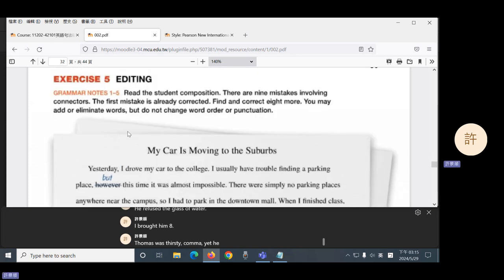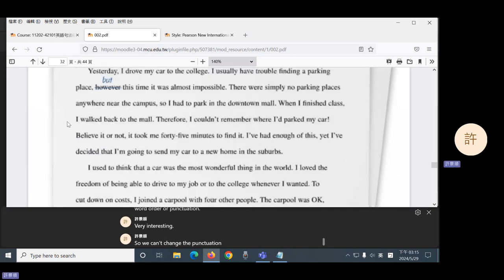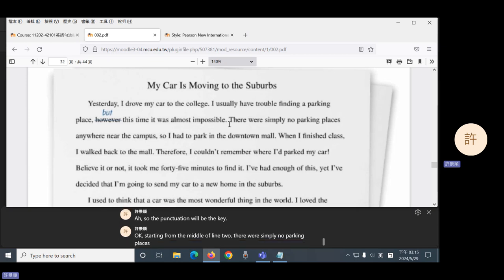Nine mistakes involving connectors. The first has already been corrected. So we're looking for eight mistakes. You can add words, you can take out words, but you cannot change word order or punctuation. Very interesting. So we can't change the punctuation. Ah, so the punctuation will be the key. Okay. Starting from the middle of line 2. There were simply no parking places anywhere near the campus, so I had to park in the downtown mall.